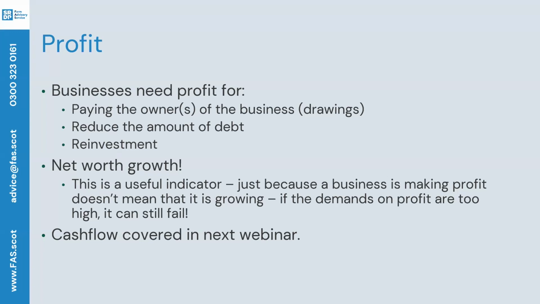I've sort of talked about that already. Just because a business is making a profit doesn't mean that it's a growing business. If the demands of profit are too high, it can still fail. Ultimately, that's not necessarily a problem with profit, that's generally a cash flow problem. Understanding the need for drawing, how much is needed to reduce your debt, and whether depreciation is included in that expense will give you a guide as to what your target minimum profit levels will be.